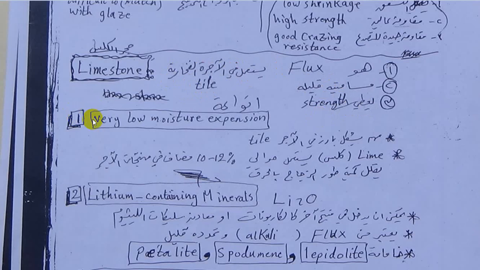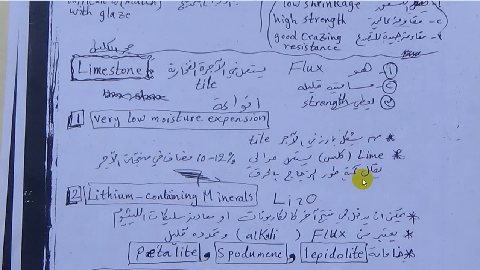As you can see here, high load resistance expansion, and the types of limestone, very high moisture expansion. It is prominent throughout the tiles. Limestone is used at about 10-12% of the content as an addition into the tile products or tile wares.